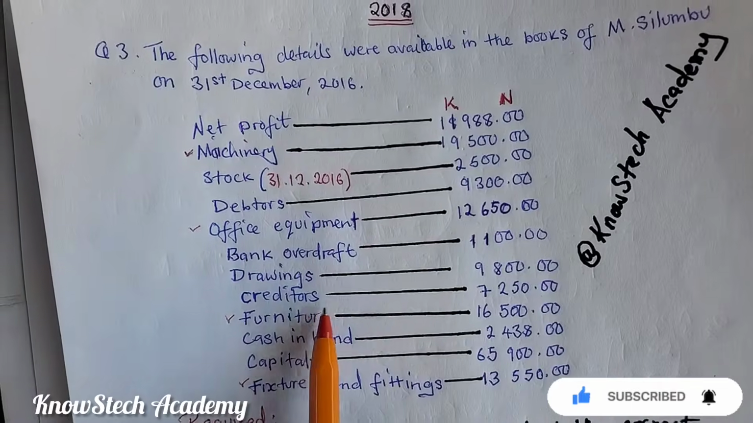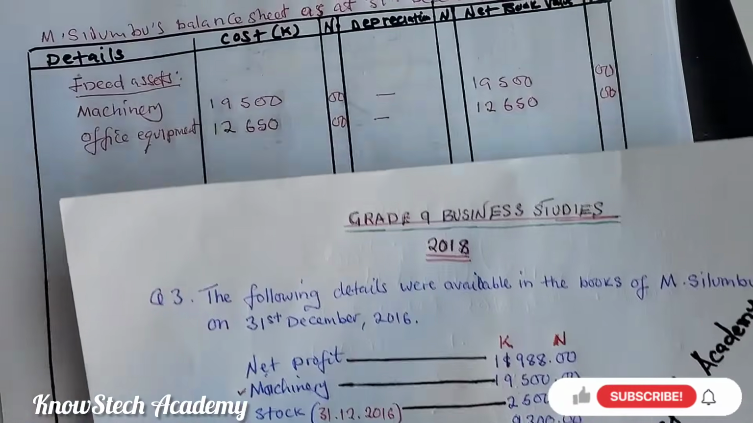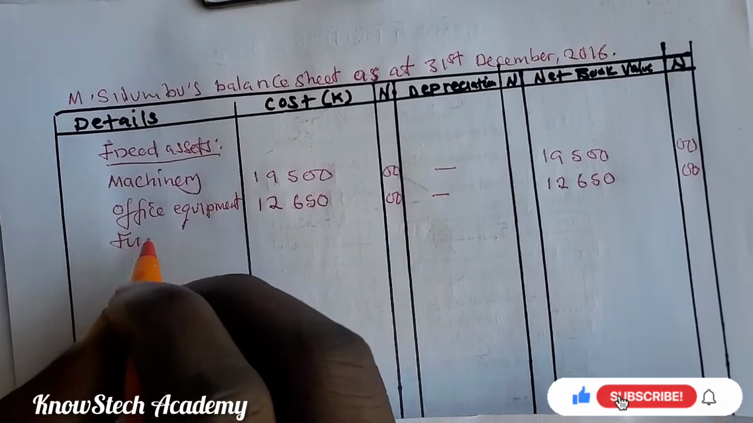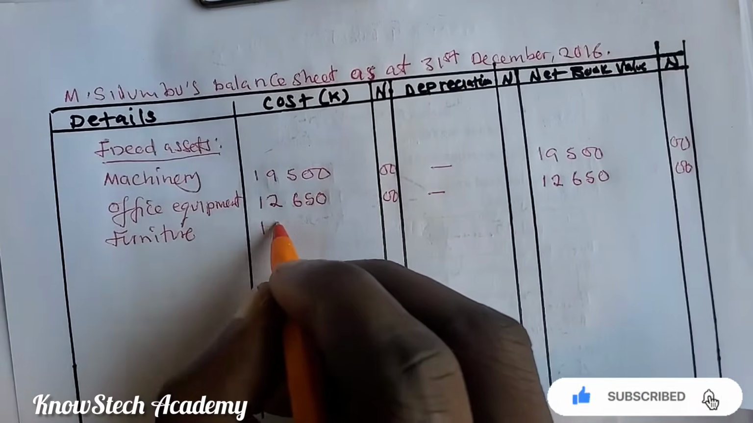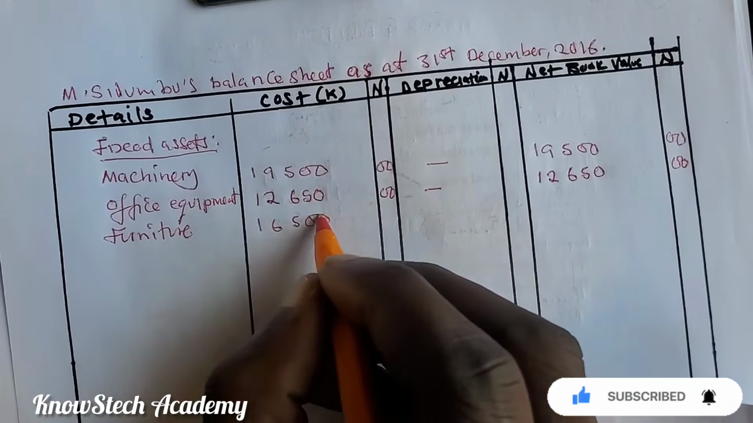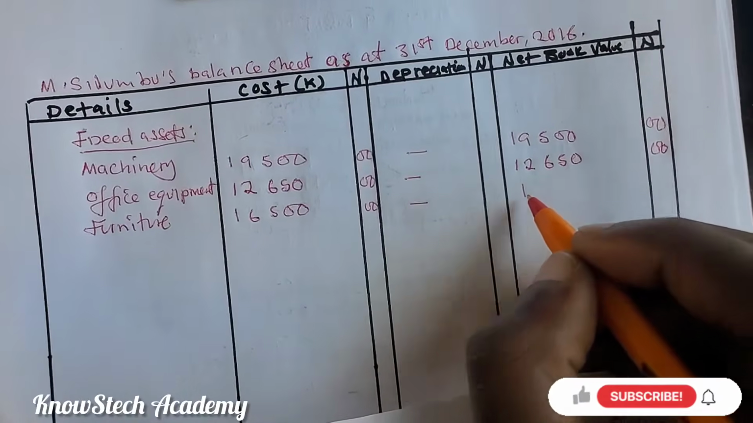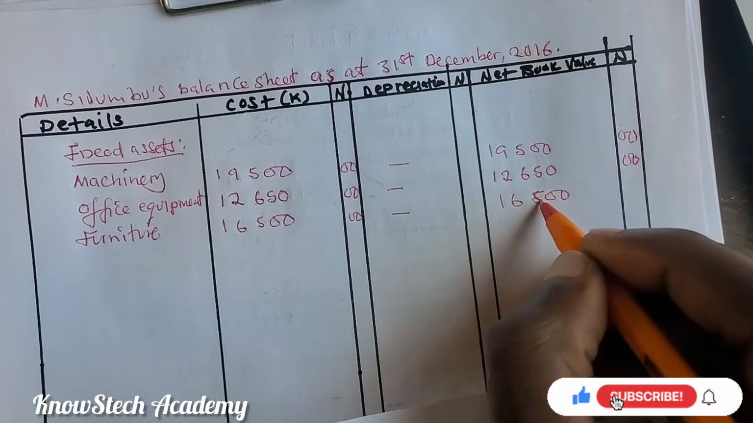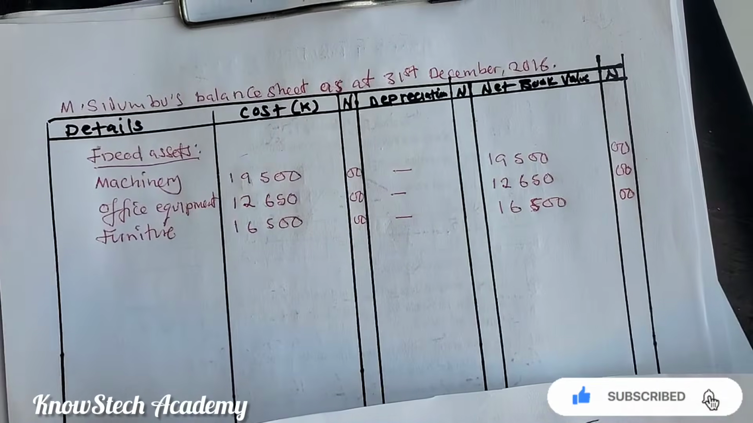We're still under our fixed assets because we've identified four of them. So we go to furniture, and the furniture is 16,500. Here we're going to write furniture, which is 16,500. No loss in value. The same amount, 16,500, then 00 Ngwe that side.